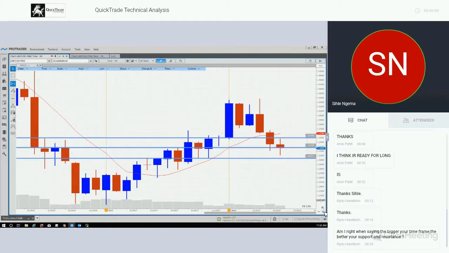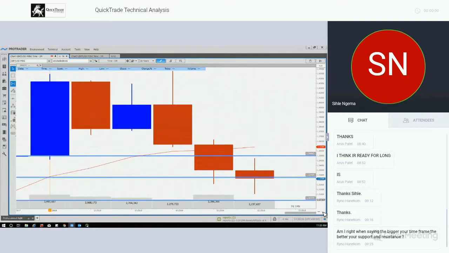If at the end of June we close above this line here, let me make this bigger, if we close above 1.33 at the end of June, the pound should maybe strengthen back to that area around 1.35 against the US dollar. That's what I think is likely to happen here.